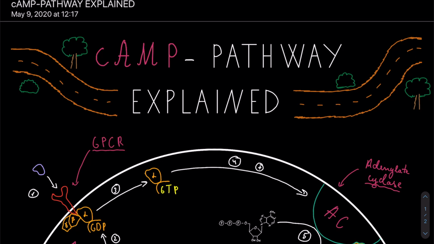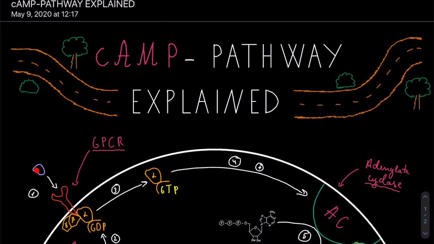Hi everyone, today I'm going to explain to you as fast as possible the cyclic AMP pathway. Cyclic AMP, or cAMP, is a secondary messenger which is being made in order to transduce signals from the primary messenger, which can't enter the cell due to its chemical structure. Such primary messengers are hormones like adrenaline, glucagon, vasopressin, follicle-stimulating hormone, also neurotransmitters and other types of molecules.